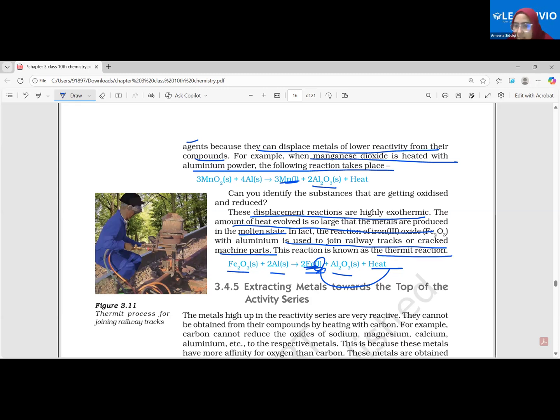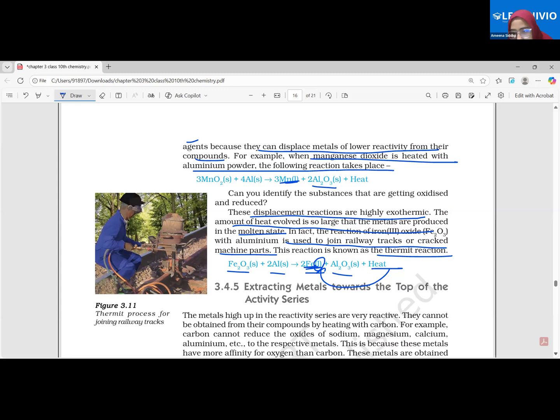This reaction is called a thermite reaction. That's a very important point. This iron, being heavy, will settle down and aluminium oxide will float over the iron. You will have this question in the NCERT exemplar, so be mindful that aluminium oxide might float over iron because of the density difference.